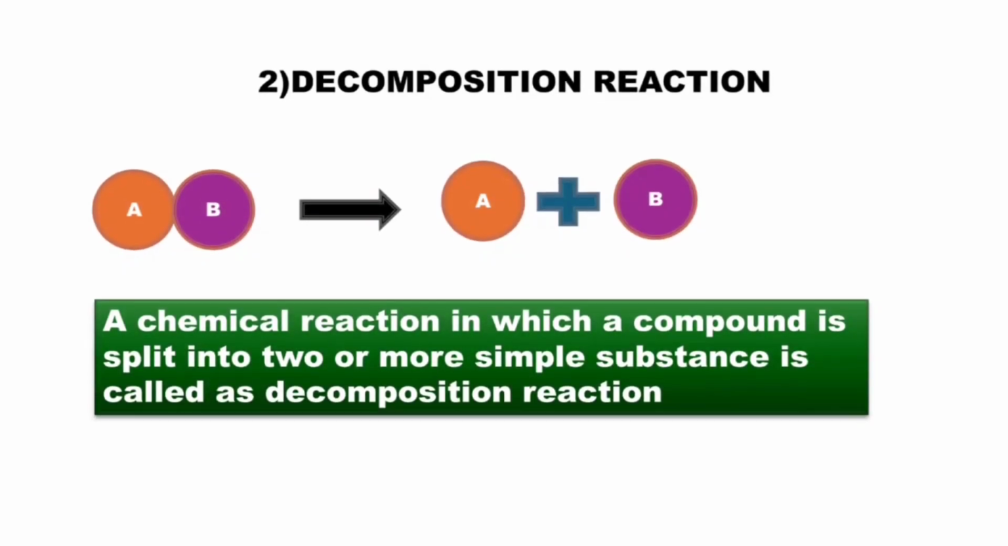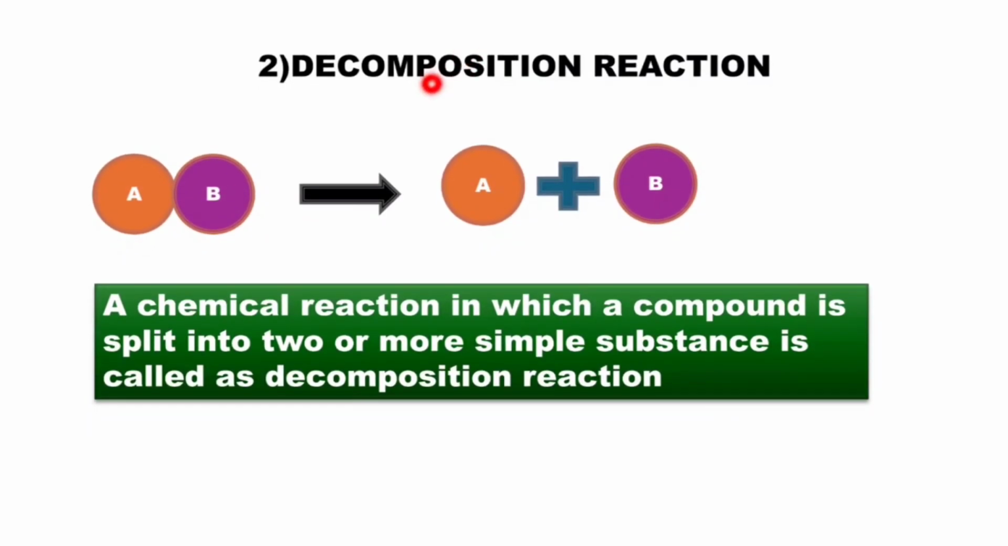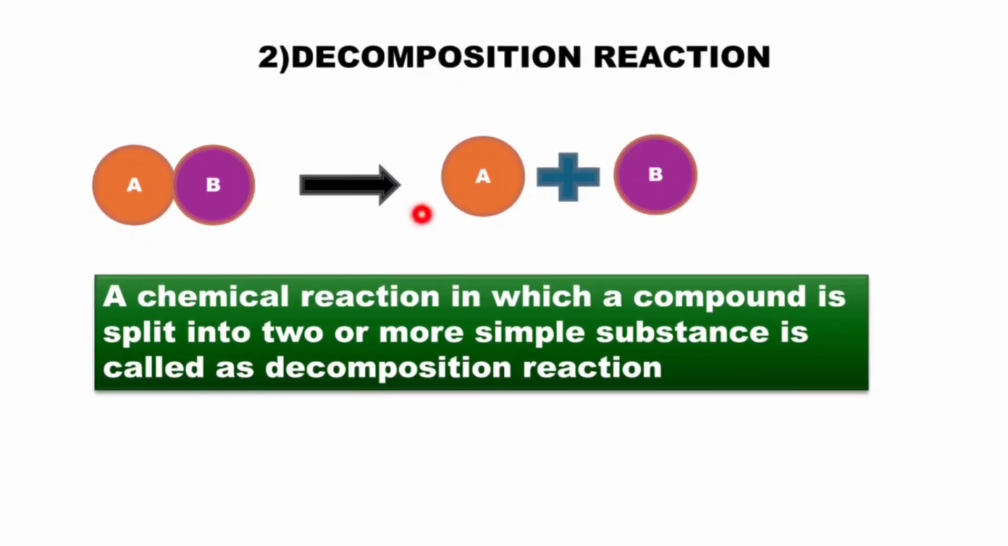Second type of chemical reaction is decomposition reaction. A decomposition reaction is a chemical reaction in which a compound is split into two or more simple substances. When a single compound or single reactant undergoes a chemical reaction, splits up and forms separate products, that type of reaction is called decomposition reaction.